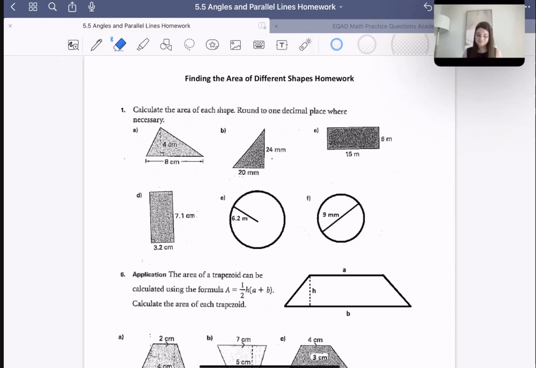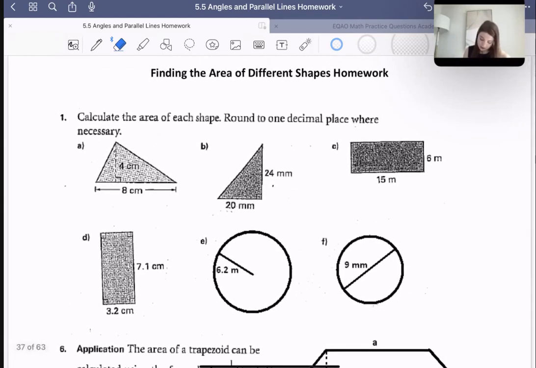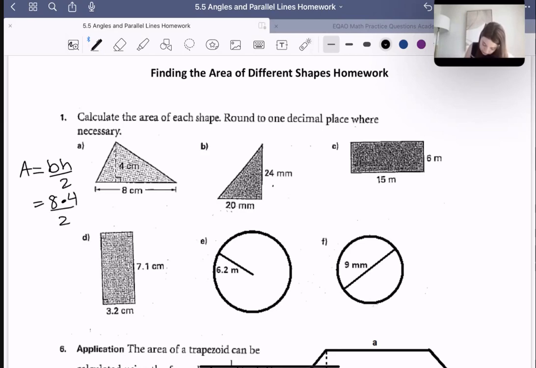Okay, so the first part, number one, says calculate the area of each shape, round to one decimal place where necessary. Looks like the first shape is a triangle. How do we find the area of a triangle? The area of a triangle is base times height divided by 2. In this case, the base is 8 and the height is 4. So we have 8 times 4 divided by 2. That's equal to 32 divided by 2, which is 16, right?